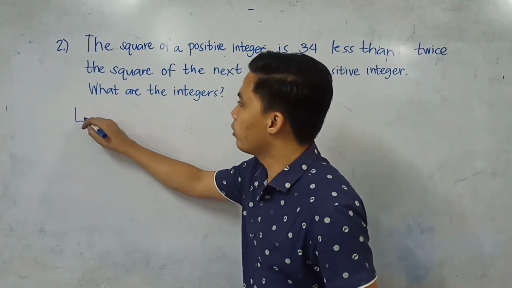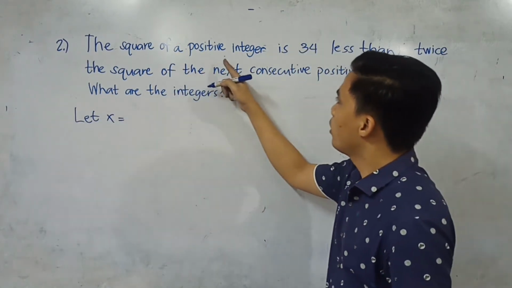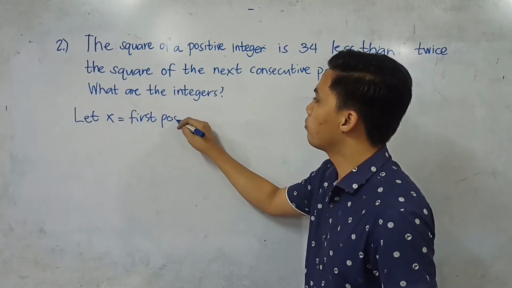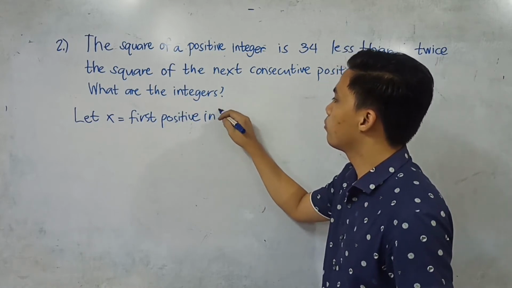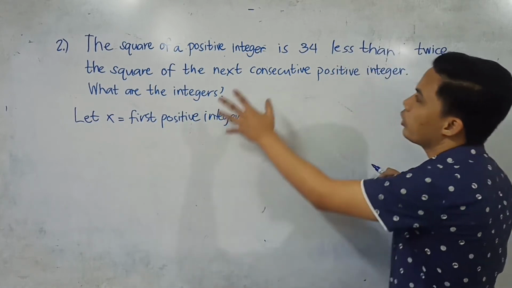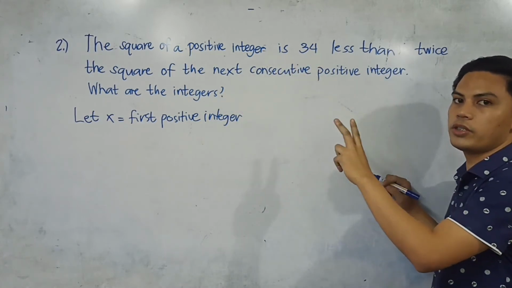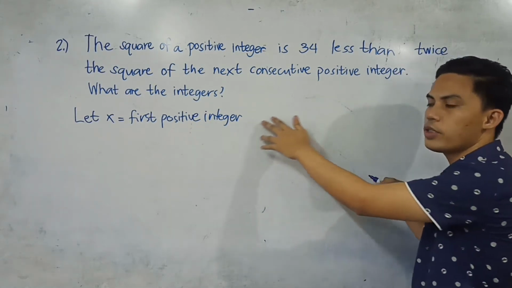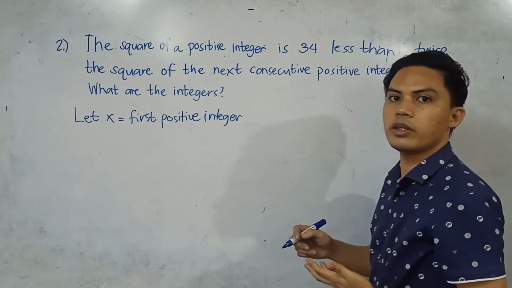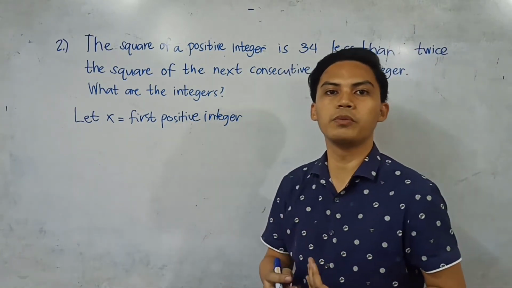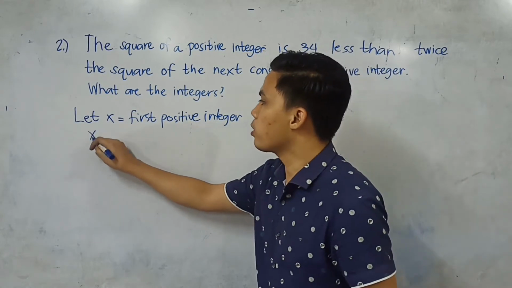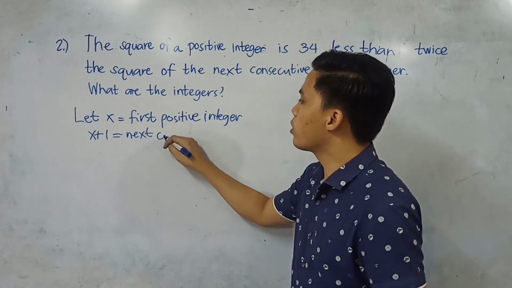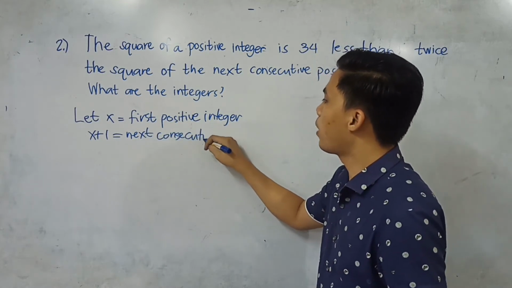So we're going to let x be the positive integer, or the first positive integer. If we're going to interpret, we have two consecutive integers. Okay, and they are both positive. Kaya yung x natin, it will represent the first positive integer. So since consecutive siya, therefore yung next na integer would be greater than 1. So, yung x plus 1, siya naman yung next or yung second consecutive positive integer natin.